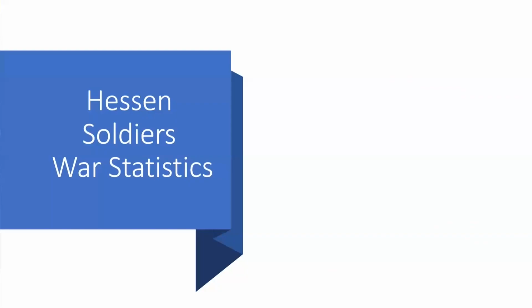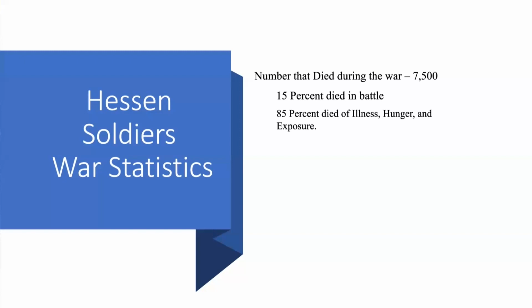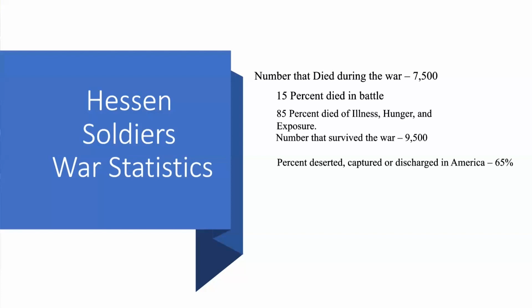Hessian soldiers' war statistics. Number that died during the war, 7,500. Of those that died, 15% died in battle, 85% died of illness, hunger, and exposure. The number that survived the war was 9,500. The percent deserted, captured, or discharged in America was 65%. The percent that returned to Germany was 35%.